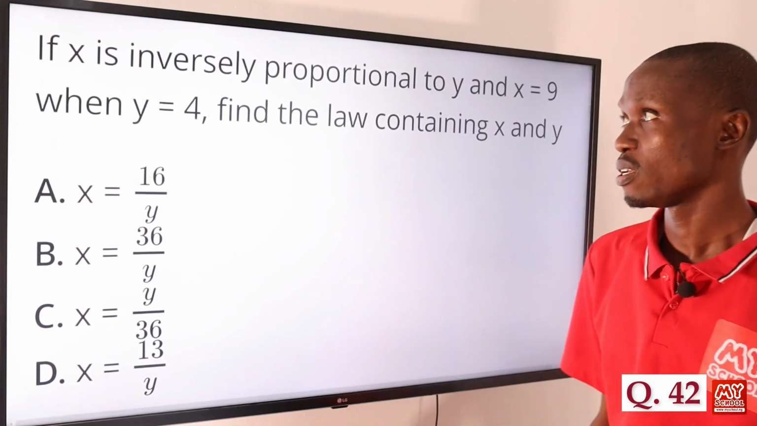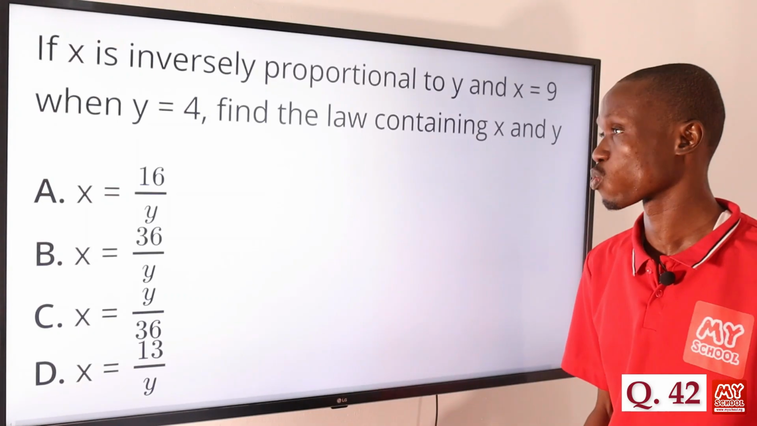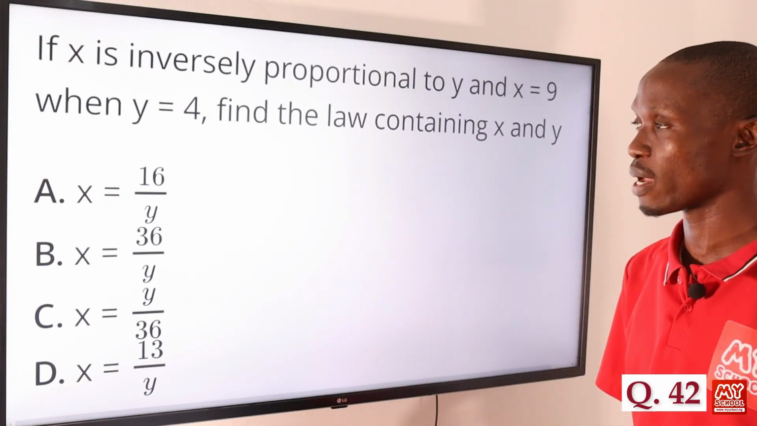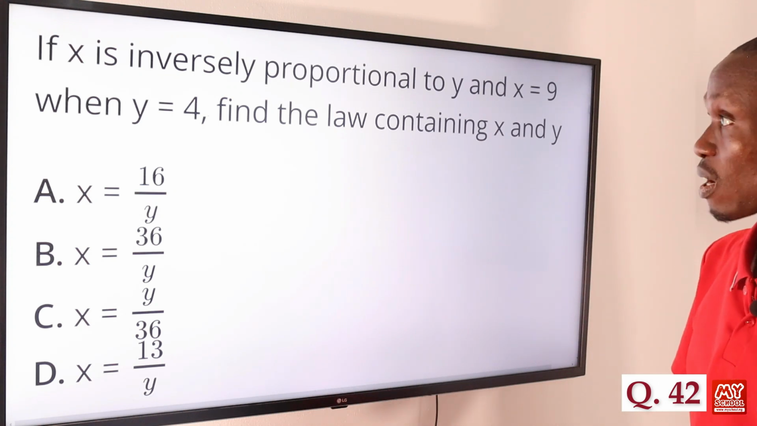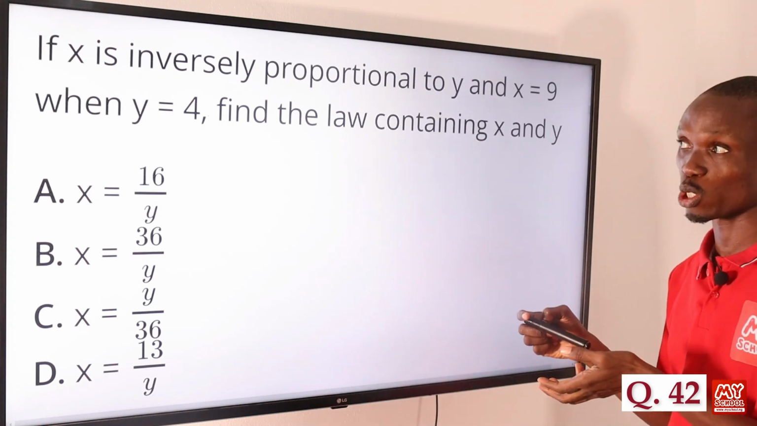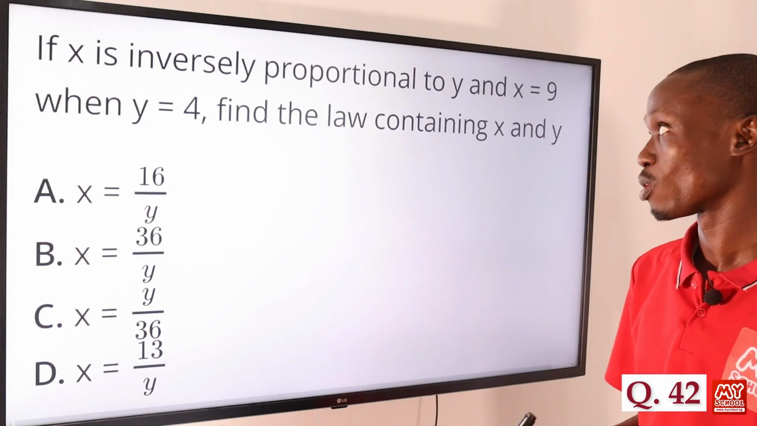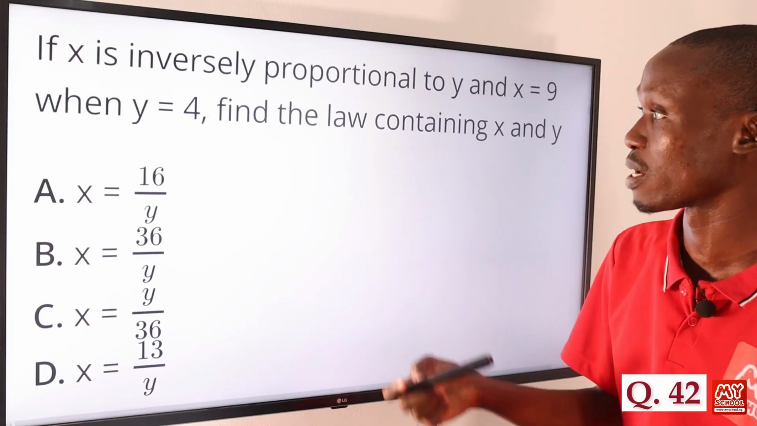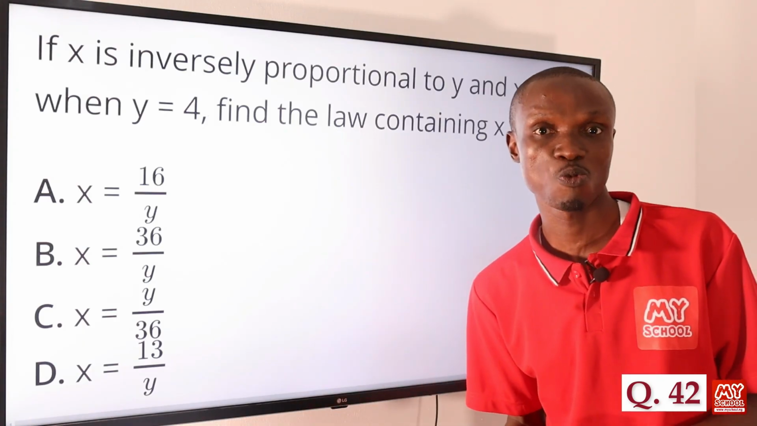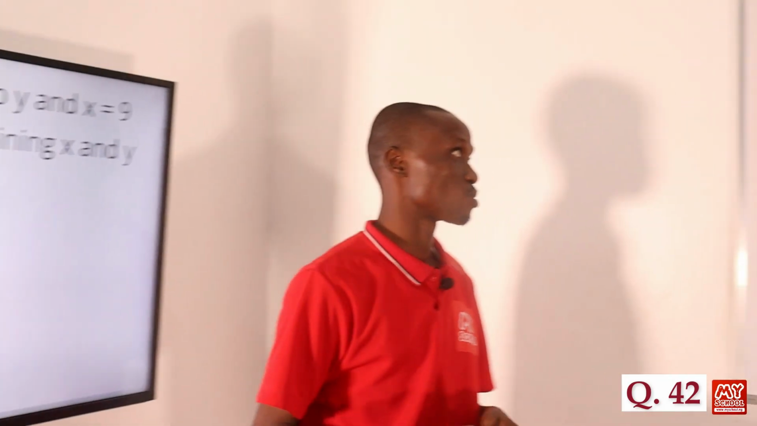Question 42. If x is inversely proportional to y and x is equal to 9 when y is equal to 4, find the law connecting x and y. So another way that this question can be asked is find the equation connecting x and y, or find the relationship between x and y. Okay, they are still saying the same thing. So let's move over to the board to provide answer to this question.